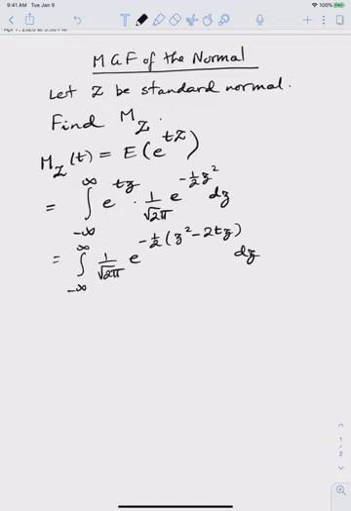dz, and I look at z squared minus twice tz, and that's almost a square. I am off by a t squared. If I had a plus t squared, that would be a square, and that would be quite nice. So why don't we put that in and see what happens?